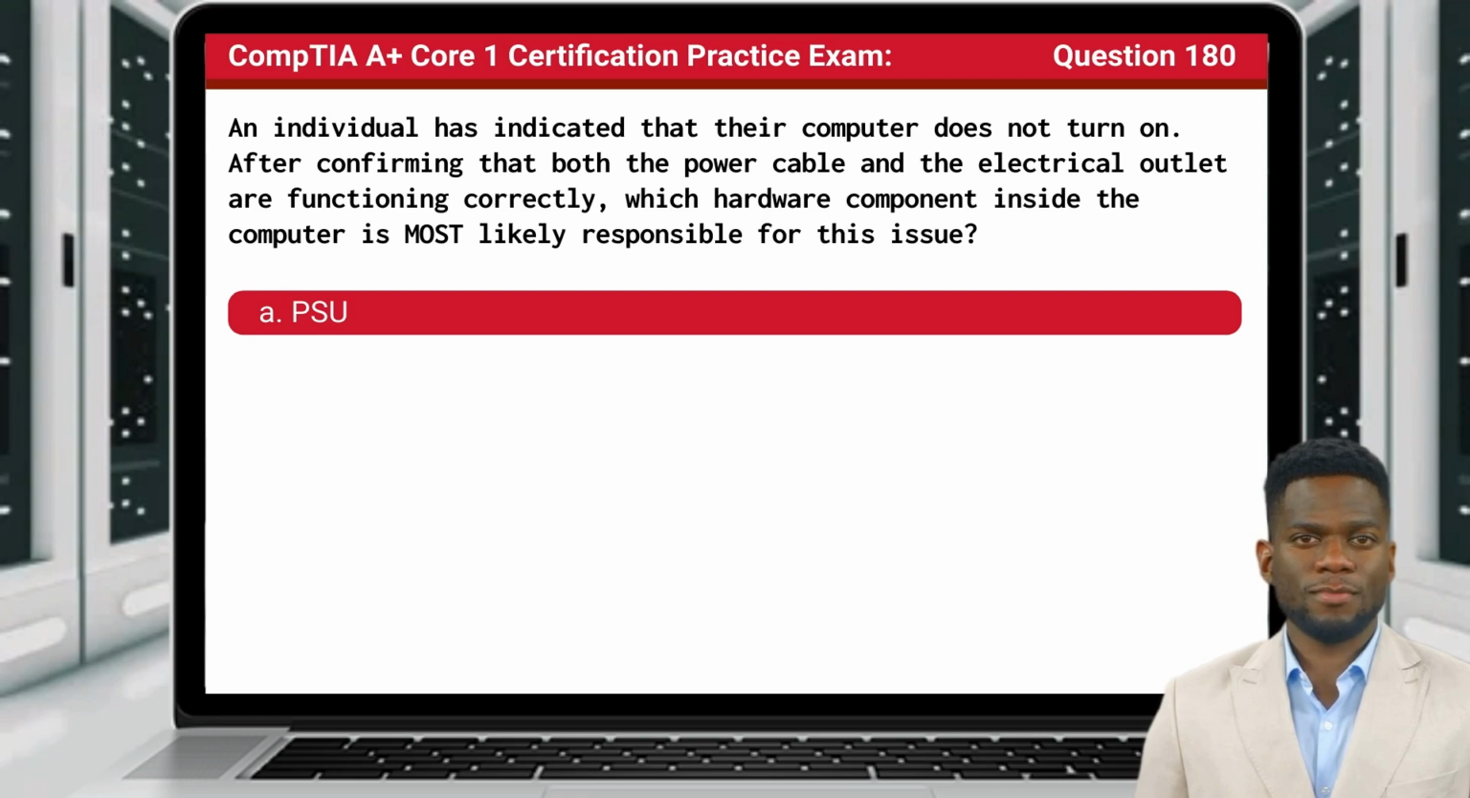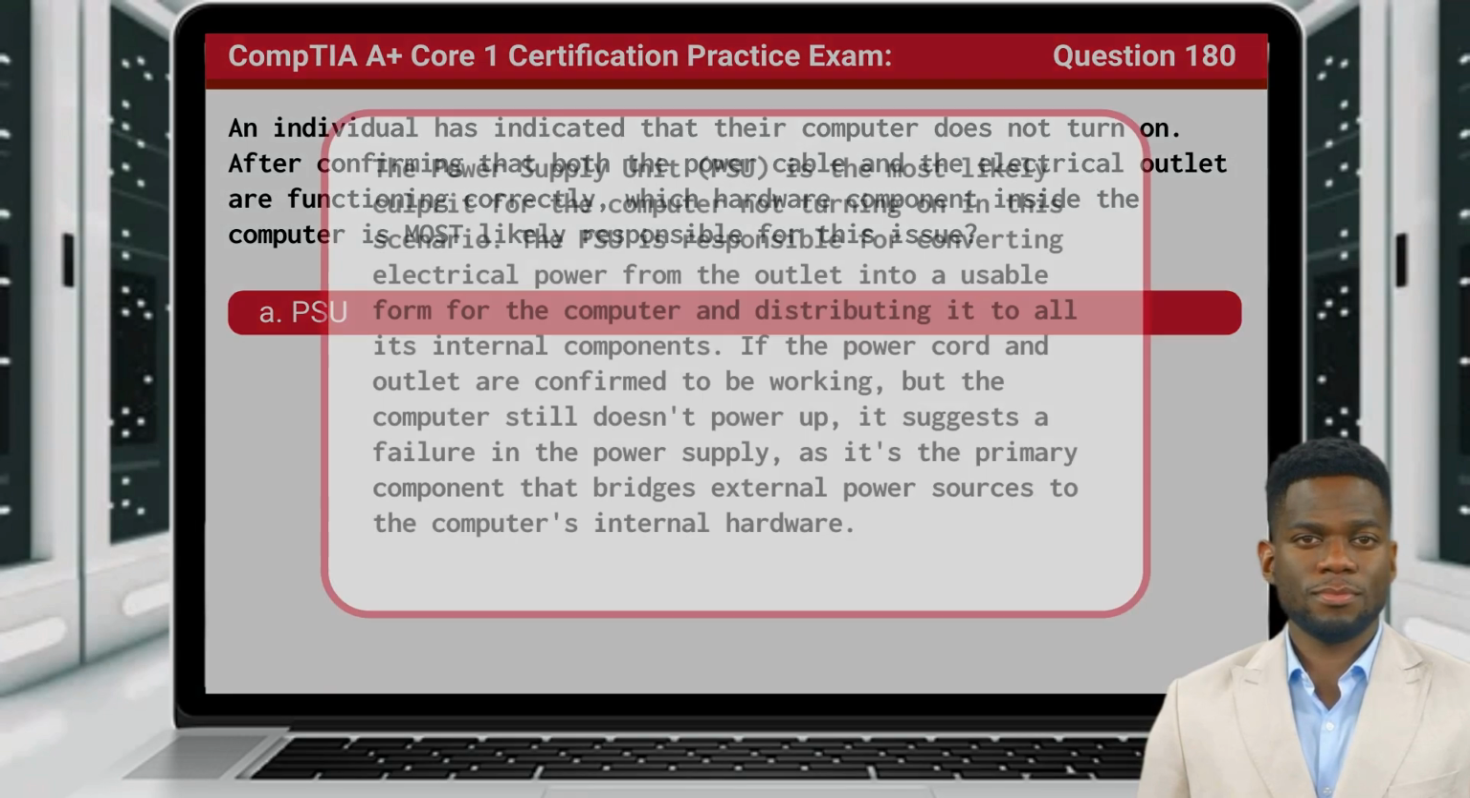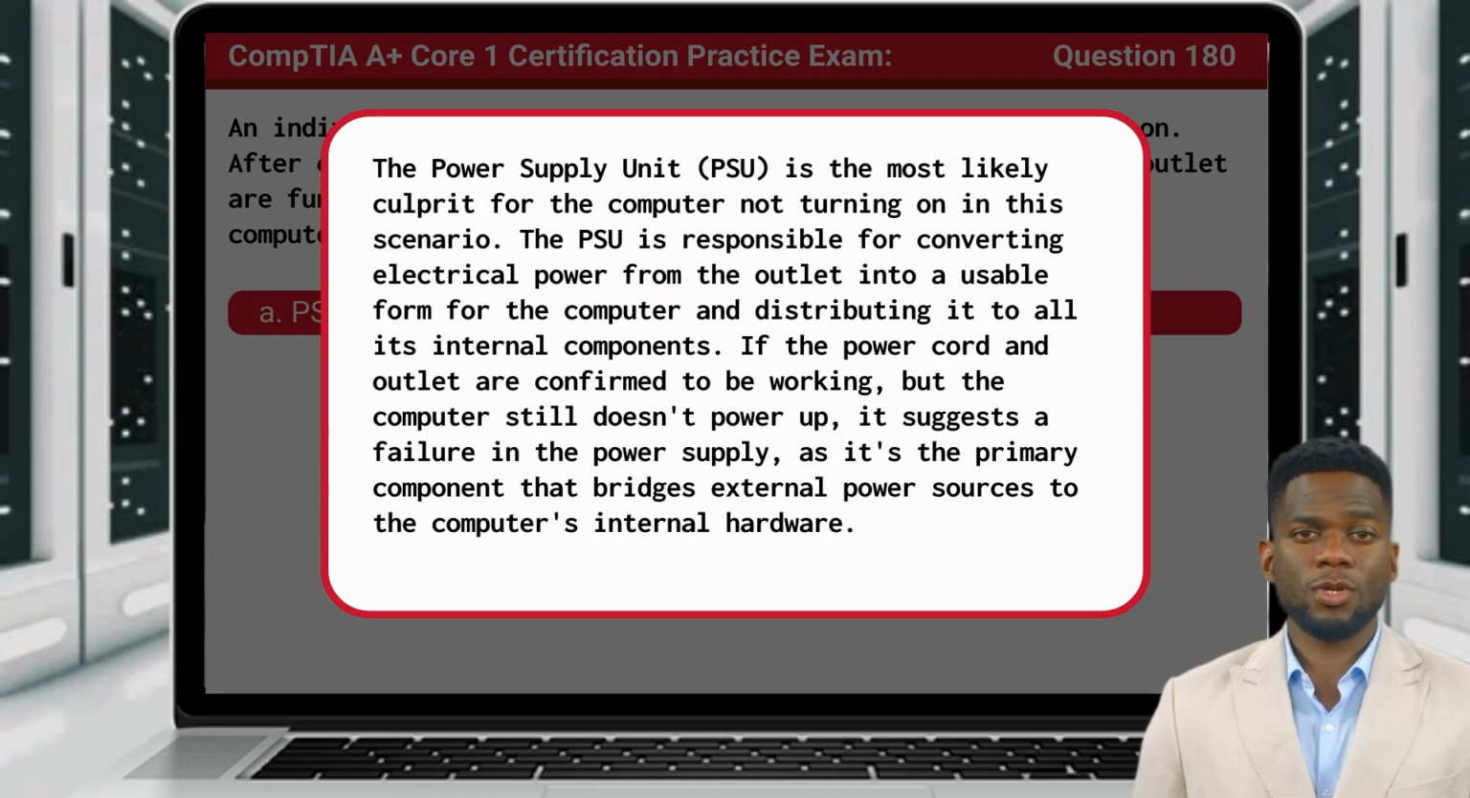The answer is A, PSU. The power supply unit, or PSU, is the most likely culprit for the computer not turning on in this scenario. The PSU is responsible for converting electrical power from the outlet into a usable form for the computer and distributing it to all its internal components. If the power cord and outlet are confirmed to be working, but the computer still doesn't power up, it suggests a failure in the power supply, as it's the primary component that bridges external power sources to the computer's internal hardware.